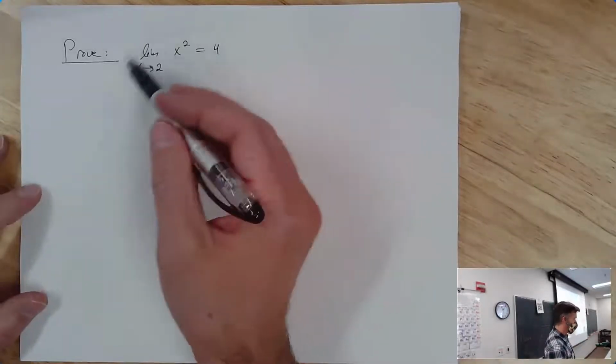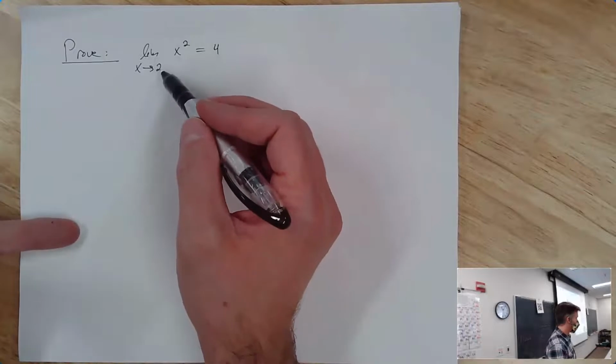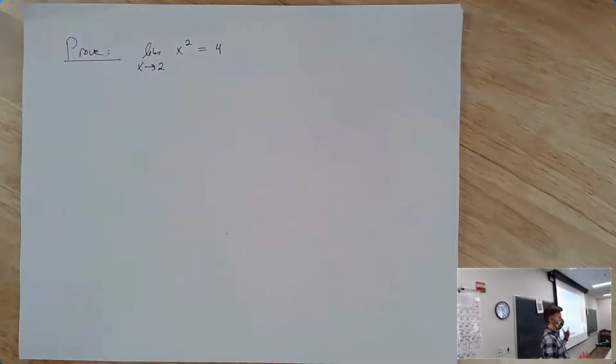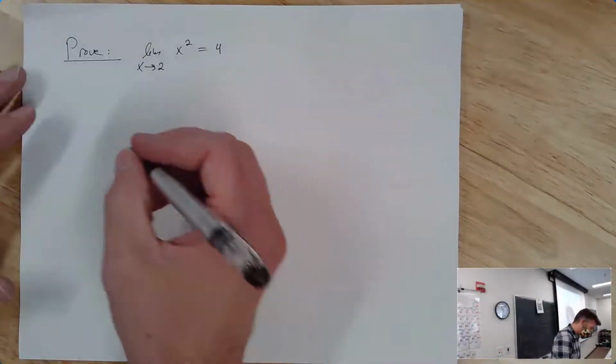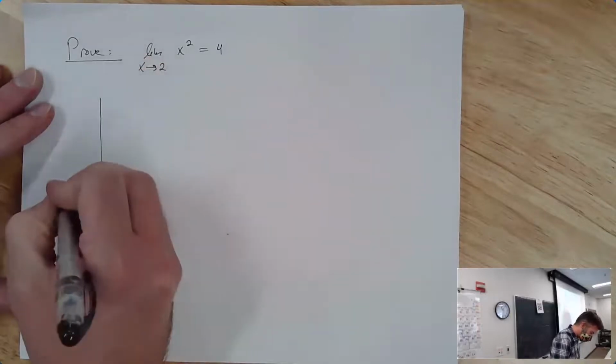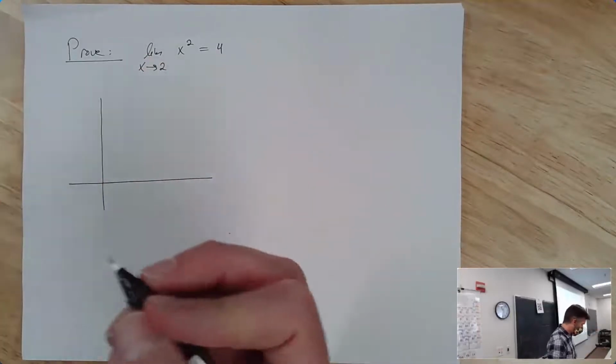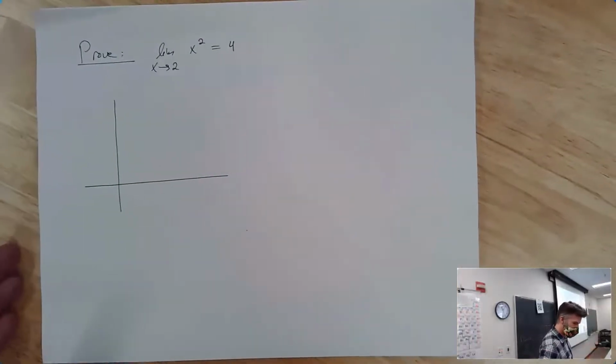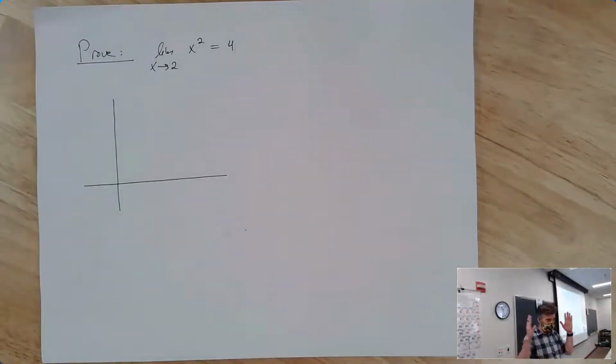So not surprising, this limit's 4, right? As x is closer to 2, x squared gets closer and closer to 4. You can plug in a whole bunch of values like 2.01, et cetera. Well, not 2, actually. So here's what we're doing. Just like before, we're trying to show that if the x values are close to 2, the y values are close to 4.